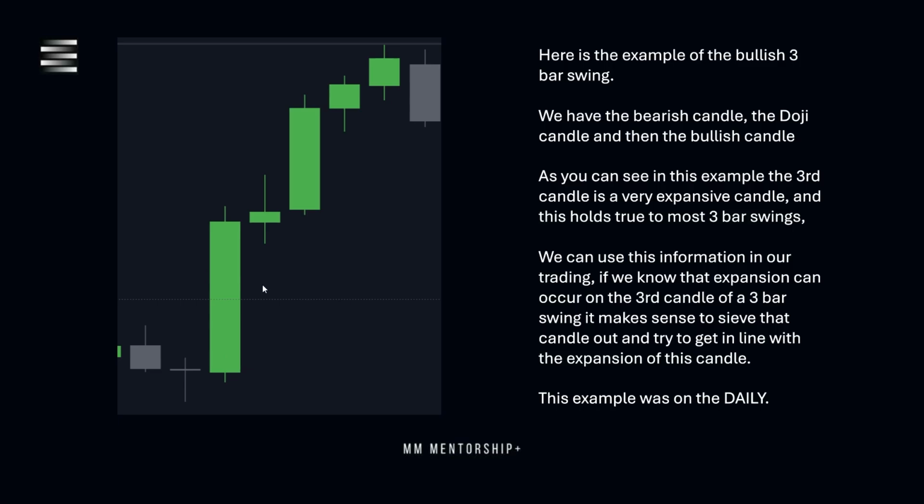Now we can use this information in our trading. If we know that expansion can occur on the 3rd candle of a 3-bar swing, and time is fractal, meaning 3-bar swings happen on every single time frame, now let's say we are in a daily, and this is the daily, right? Monday, Tuesday, we're expecting a 3-bar swing. We're expecting this candle, maybe not to the pip, but we're expecting it to be bullish and to incur some expansion, right? You can get in line with this. Okay, so this is how you can use 3-bar swings in your trading, right?